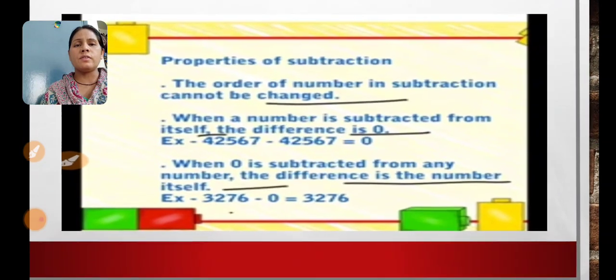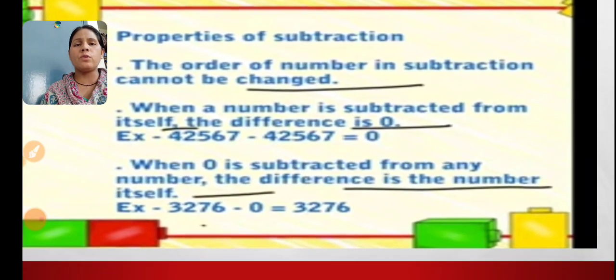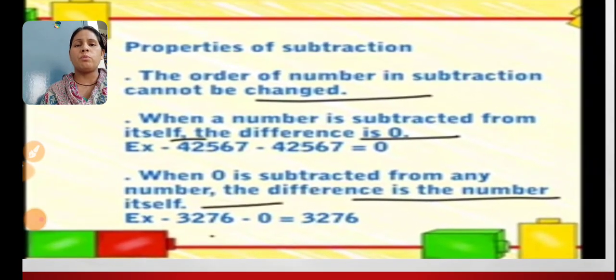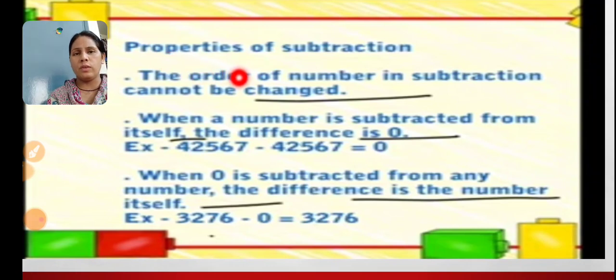Then let us have a look at the properties of subtraction. सब्ट्रैक्शन की प्रॉपर्टीज कौन कौन सी हैं? First one is the order of numbers in subtraction cannot be changed. Means the order of numbers in subtraction cannot be changed.